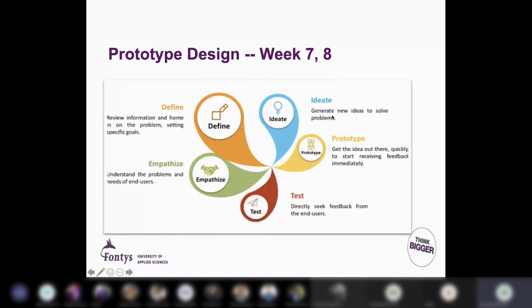Ideate is basically brainstorming, and while prototyping, of course, you need to look into the results of the previous phase, and then you start generating some ideas, and that's what you have here, the ideate. But they actually go along together. Remember that everything in the design thinking approach is intertwined. We try to give you phases, step one, step two, step three, but in reality, everything is mangled.